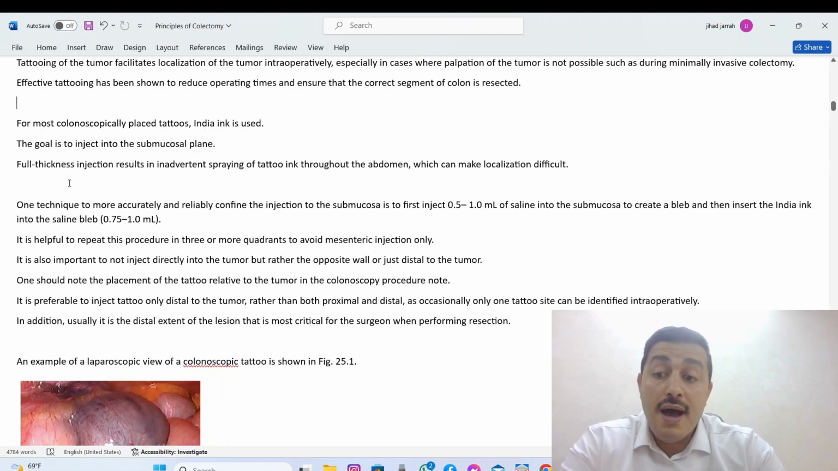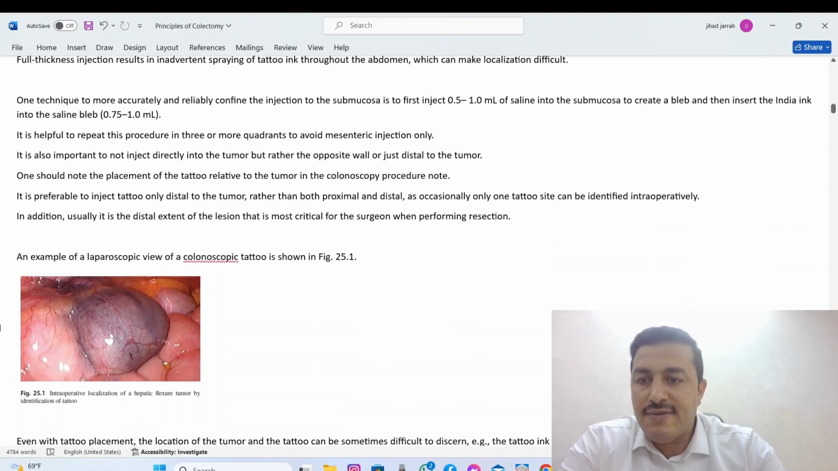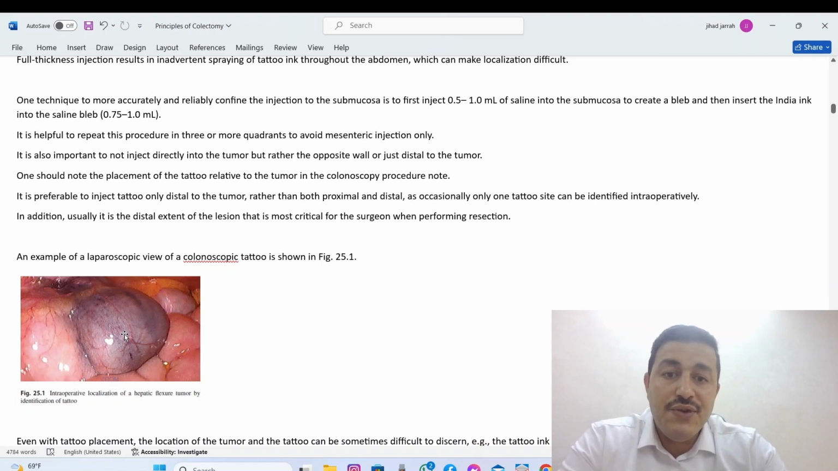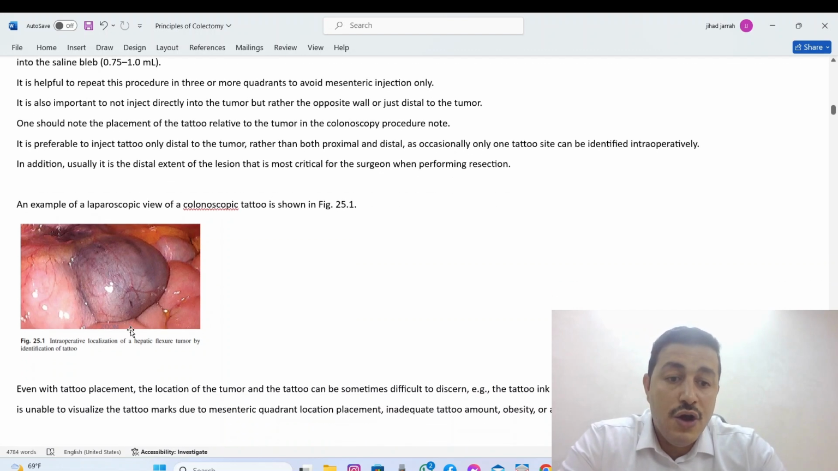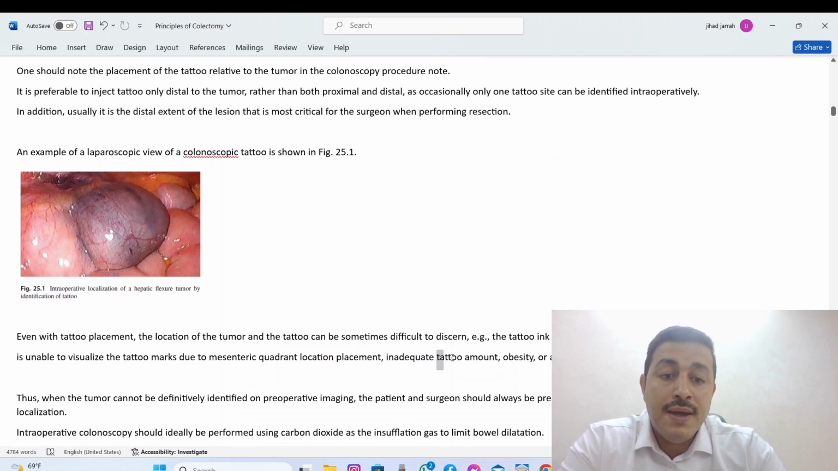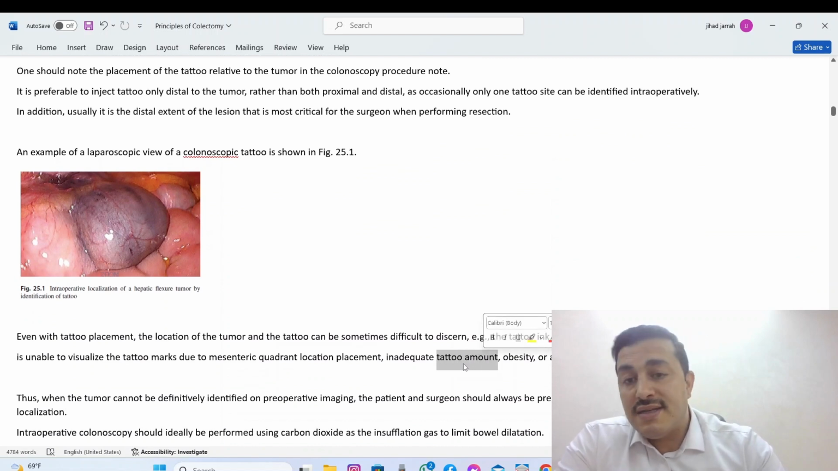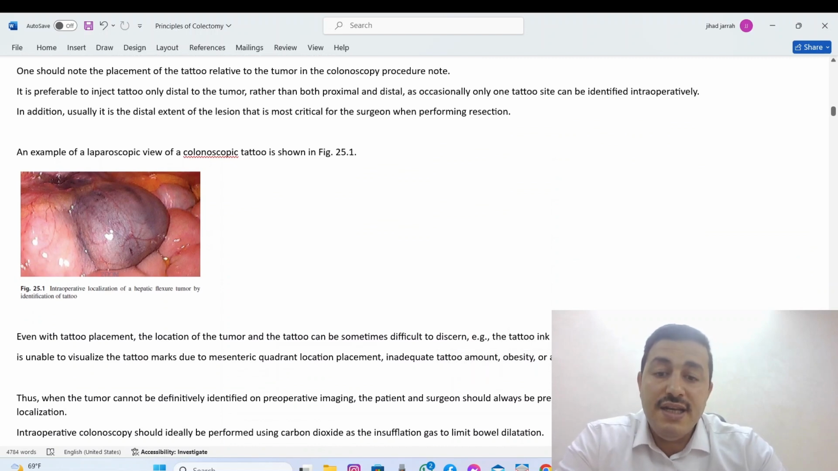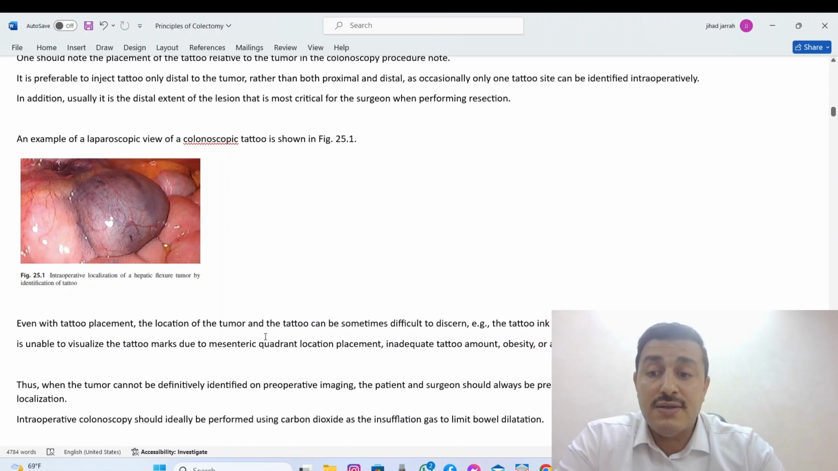Again, this is a matter of intraoperative localization. This is how intraoperative localization of a hepatic flexure tumor is done using the India ink. Of course, there are some difficulties associated with the India ink. Among these difficulties are the amount not being adequate, opacity, and adhesion. If the injected ink is in the mesenteric quadrant, it's difficult to localize.